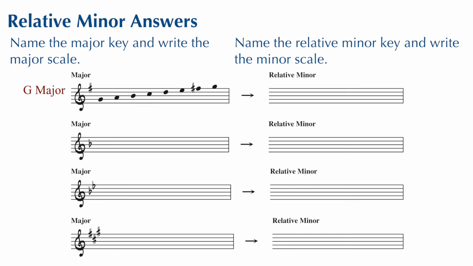Then name the relative minor by locating the 6th scale degree of the G major scale. The 6th scale degree is E, so the relative minor is E minor. Write out an E minor scale: E, F sharp, G, A, B, C, D, and E.